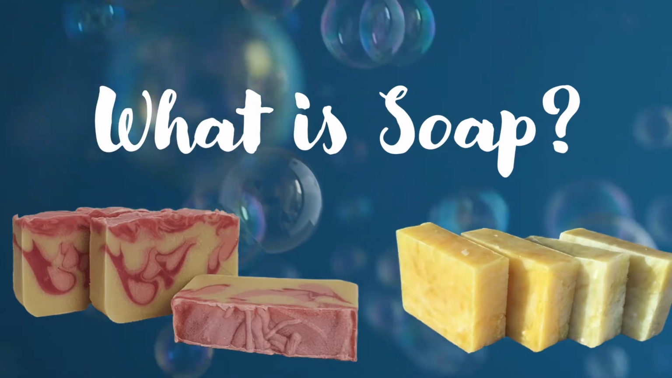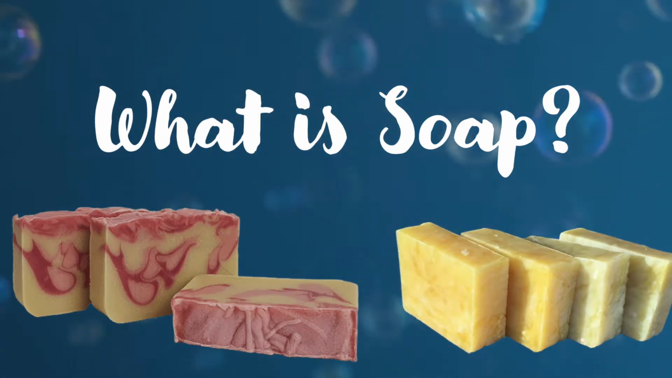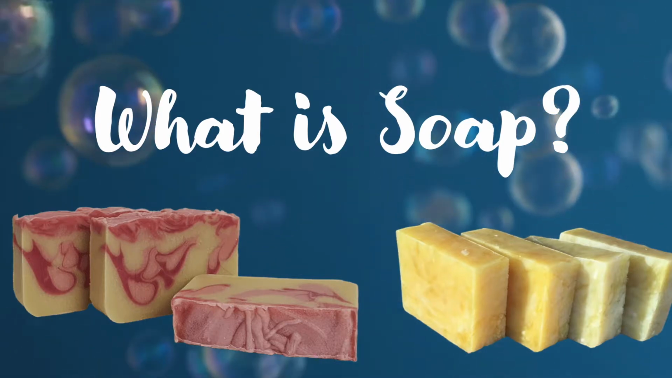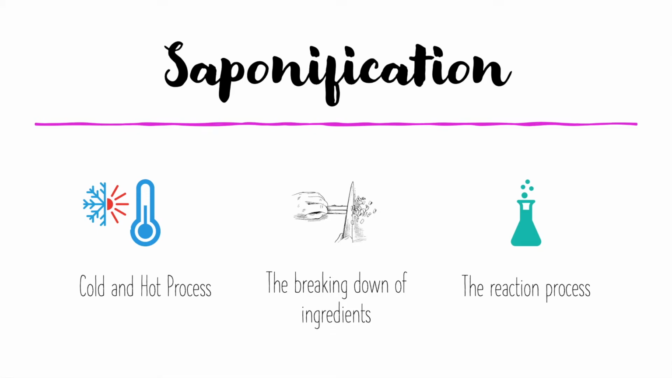Meanwhile, a liquid or a very soft soap is produced when, instead of using sodium hydroxide as a base, you use potassium hydroxide. So now we're going to talk about saponification. Another name for it is soap making. There are two types of saponification processes.